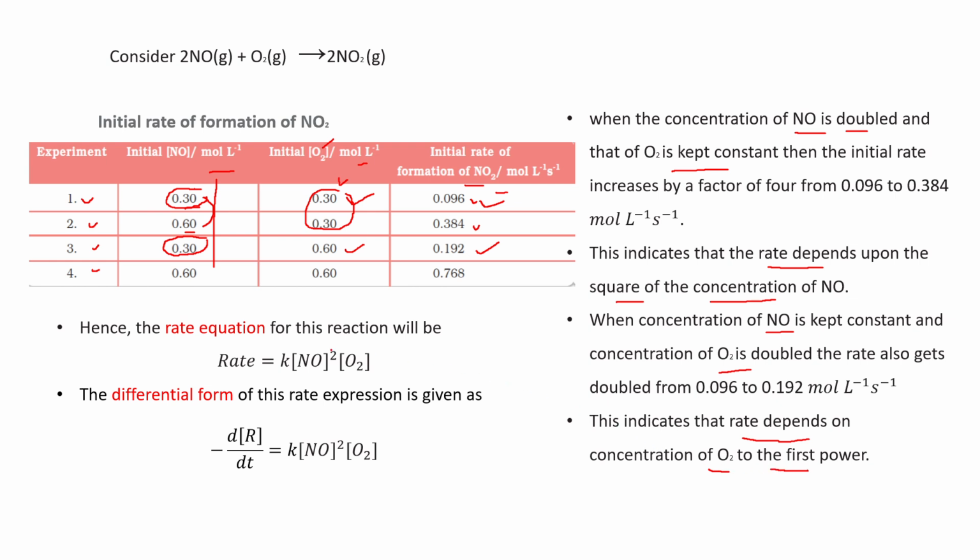This can be expressed in terms of the rate equation. That is, rate is equal to k [NO] power 2 [O2]. And this differential form can be written like this: minus d[R]/dt is equal to k [NO] power 2 [O2]. Is it clear?